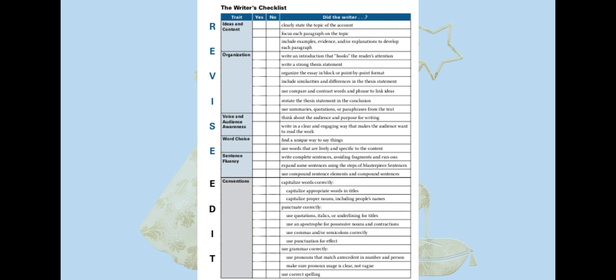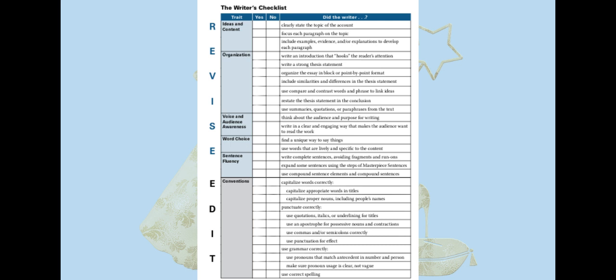Did the writer clearly state the topic of the account? Focus each paragraph on the topic. Include examples, evidence, and/or explanations to develop each paragraph. Write an introduction that hooks the reader's attention. Write a strong thesis statement. Organize the essay in block or point-by-point format. Include similarities and differences in the thesis statement. Use compare and contrast words and phrases to link ideas.